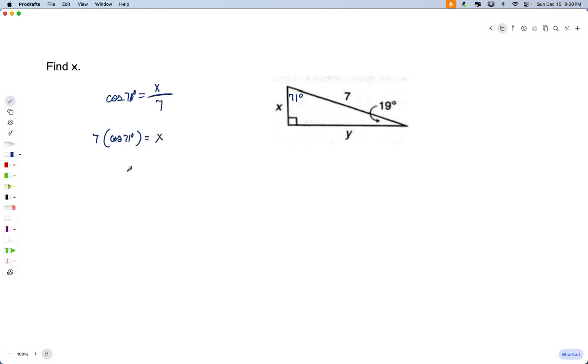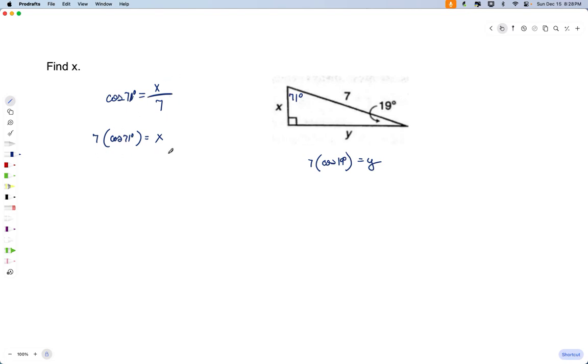And if I want to find y, I would do the same thing, but I would do 19 degrees because the adjacent side is y. So we can actually skip this step and just say the hypotenuse times the cosine of 19 is going to give us the value of y, just like we did for this. We can skip that first step altogether and go straight to the calculator.